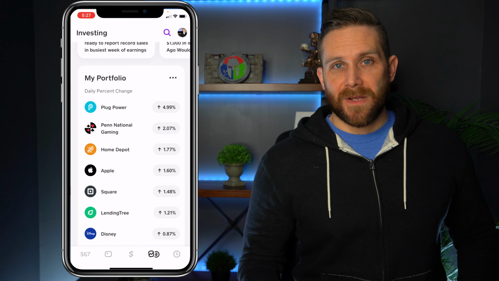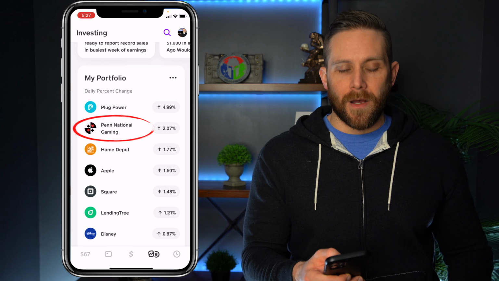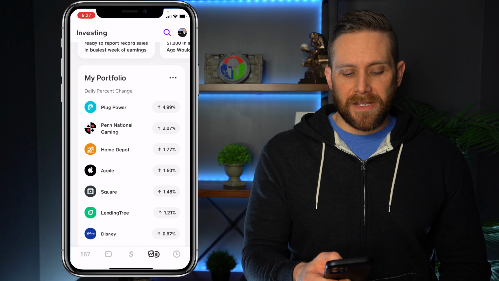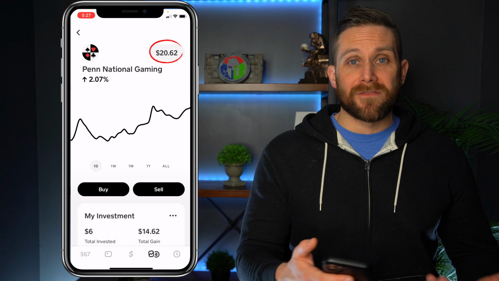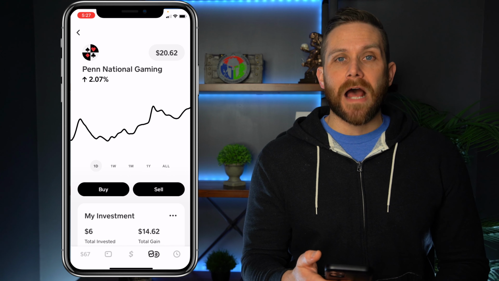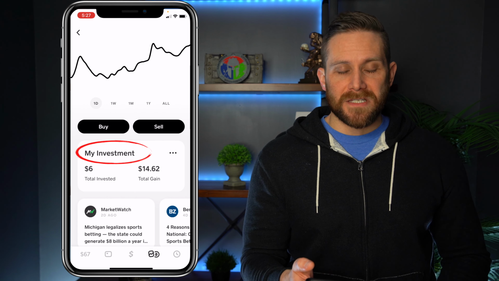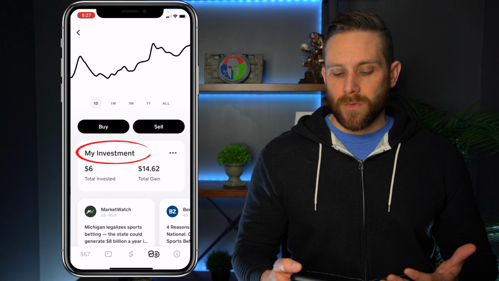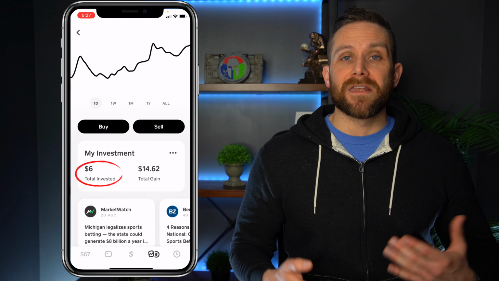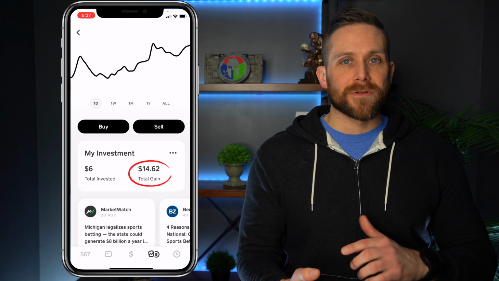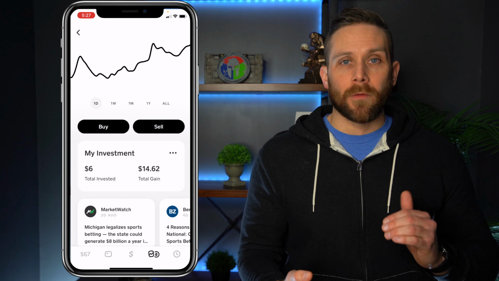So first I need to pick my stock. So let's go ahead and do Penn National Gaming right there, because I know that I'm up on that one quite a bit. So we'll click into that. And at the very top right, you can see the amount that I have invested into Penn National Gaming. It's $20.62. Now, if you look down there at the bottom where it says My Investment, it gives you the details of how that $20.62 is broken down. $6 of it is my initial investment. And $14.62 of that $20.62 total are my profits.